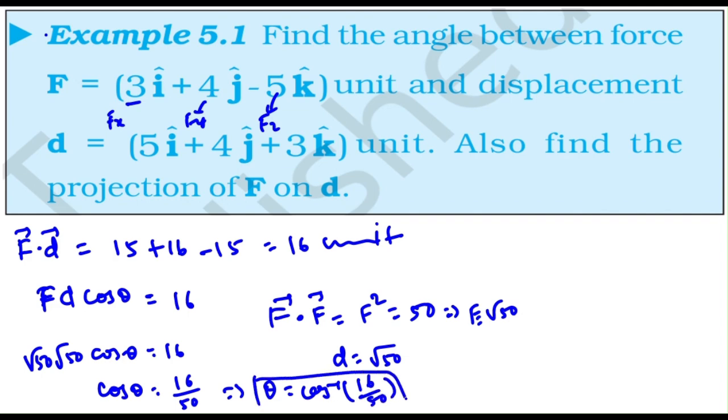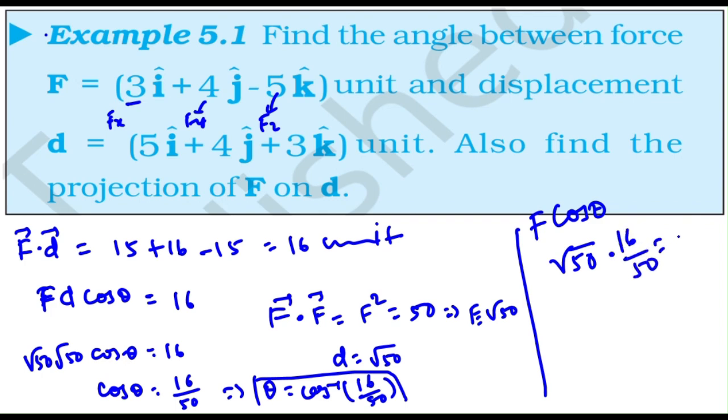One more thing is there. Also find the projection of vector F on vector D. This will be F cos theta. The projection of F will be under root 50 into cos theta, and cos theta is 16 by 50. That will be 16 by under root 50, whatever the unit is. So we have solved this example actually.